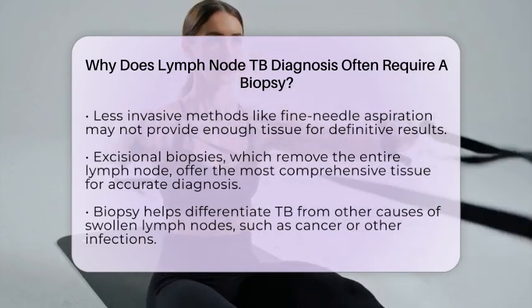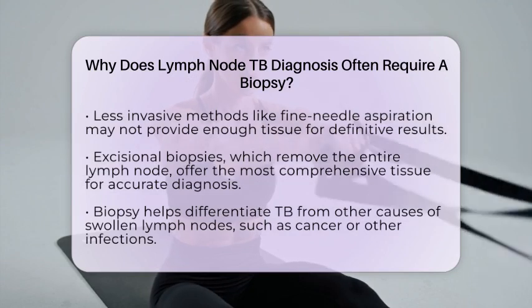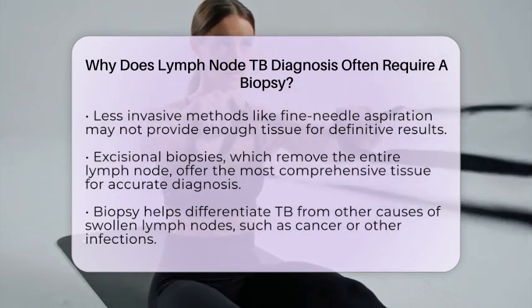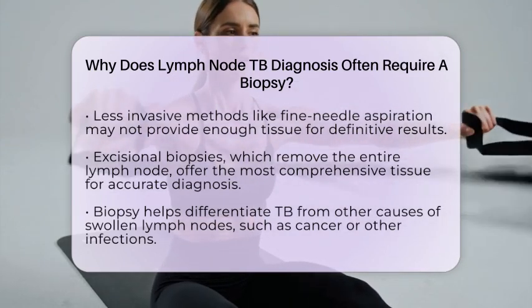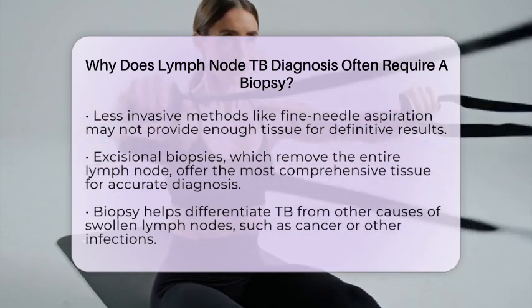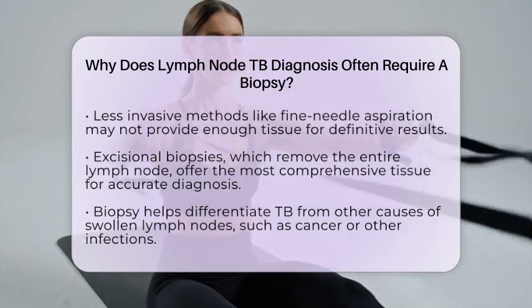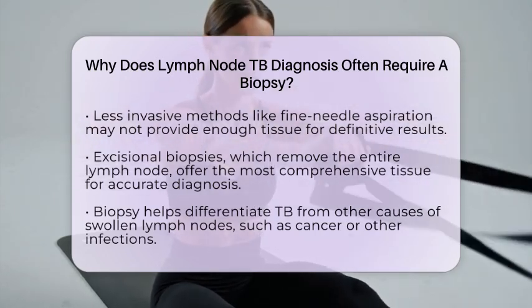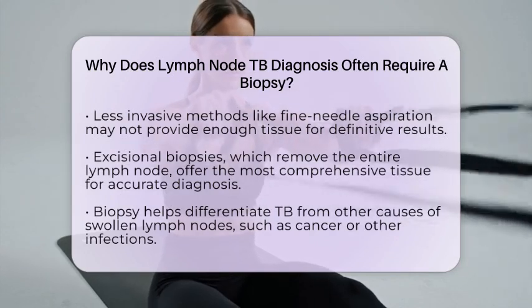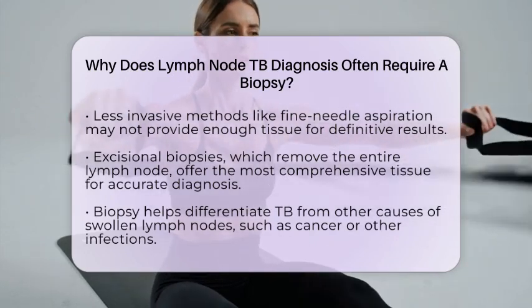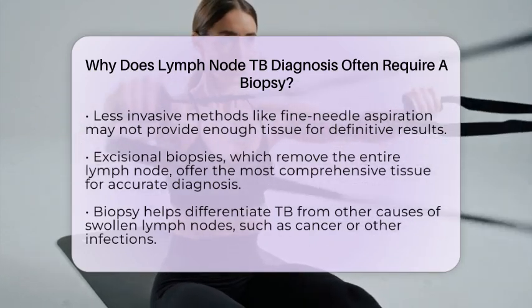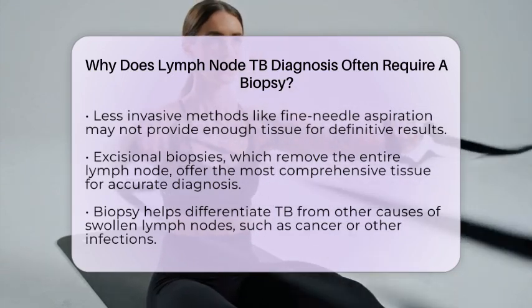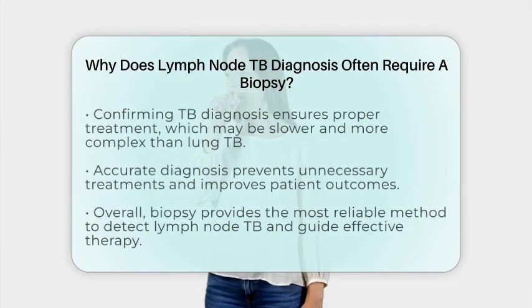Since enlarged lymph nodes can be caused by many different diseases, a biopsy helps distinguish tuberculosis from other conditions. It reveals specific tissue changes and can confirm the presence of Mycobacterium tuberculosis through culture or molecular testing. This is crucial because treatment for TB is different from treatment for cancer or other infections. Getting an accurate diagnosis with a biopsy is essential for effective treatment.